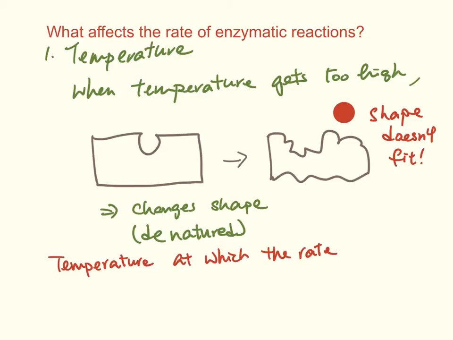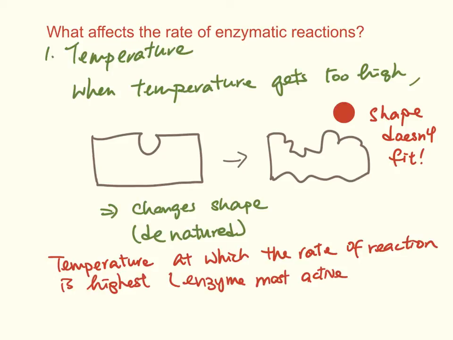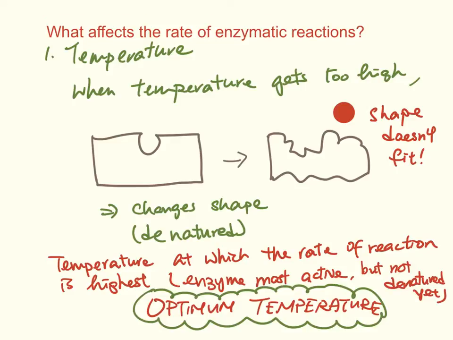So the temperature at which the rate of reaction is the highest, that means when the enzyme is most active at a high temperature but not denatured yet, we call this temperature the optimum temperature. This is the temperature when the rate of reaction is the highest, when reactions take place the fastest. In many enzymes in the human body, the optimum temperature is slightly higher than 37 degrees, our body temperature.